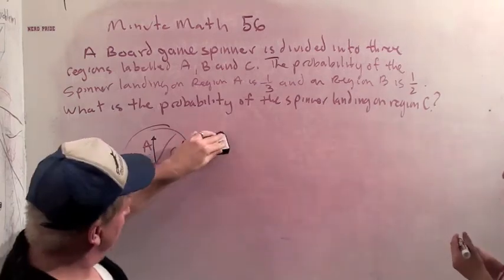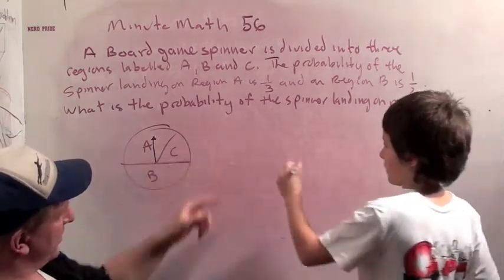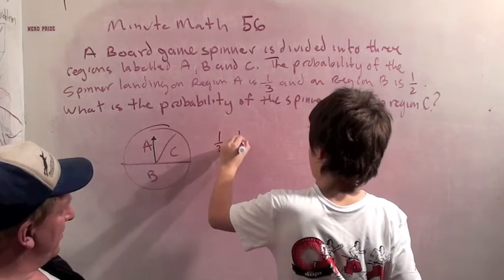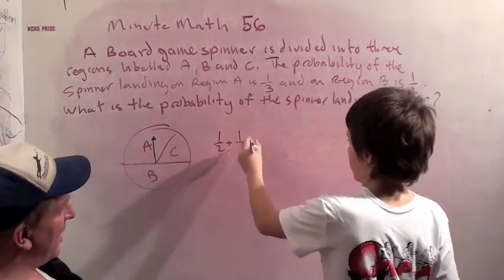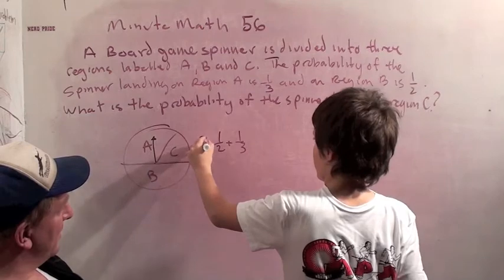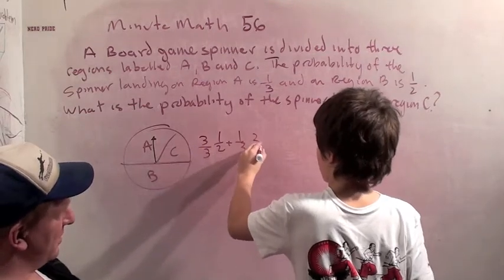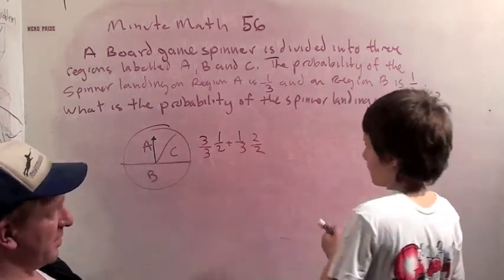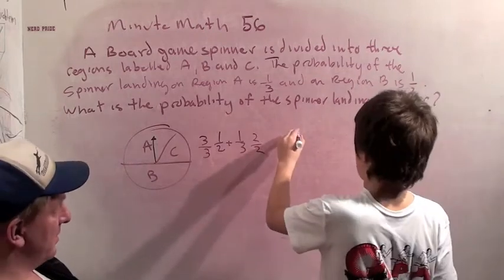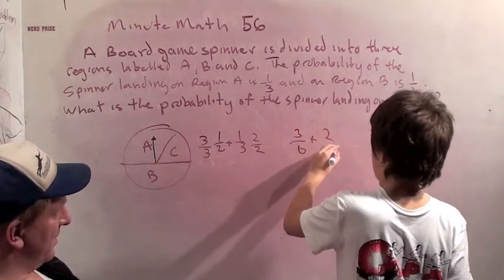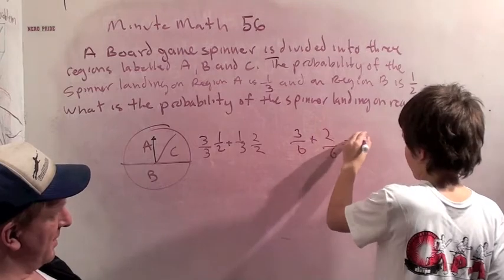Okay, 1/2 plus 1/3. Can you do that starting right here? How do you add those together? How do you add fractions? You get a common denominator. Okay, the common denominator here is what? 6. All right, good. It's 3/6 plus 2/6, which is 5/6.